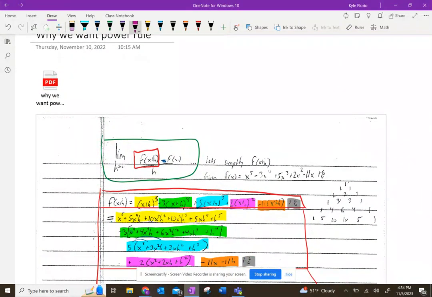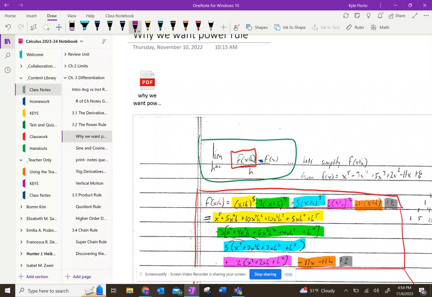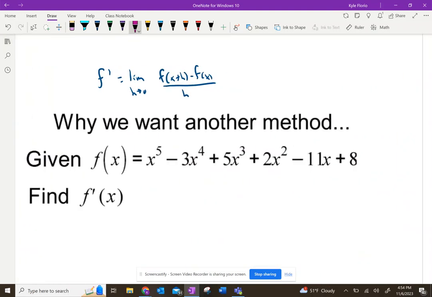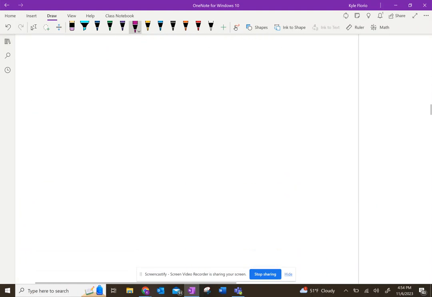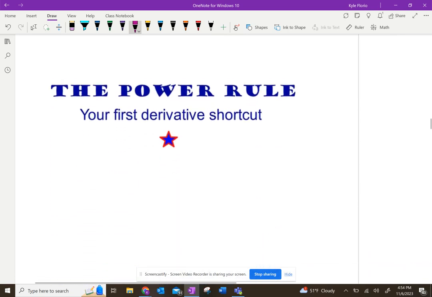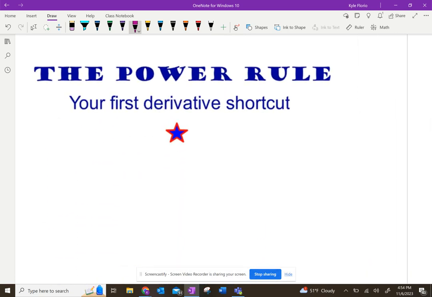And the whole point of this power rule is so that there's an easier way to do it, and I'm going to show you that now. So the power rule, your first derivative shortcut. There's a couple of shortcuts where we won't have to use a limit definition, and this is the best one.